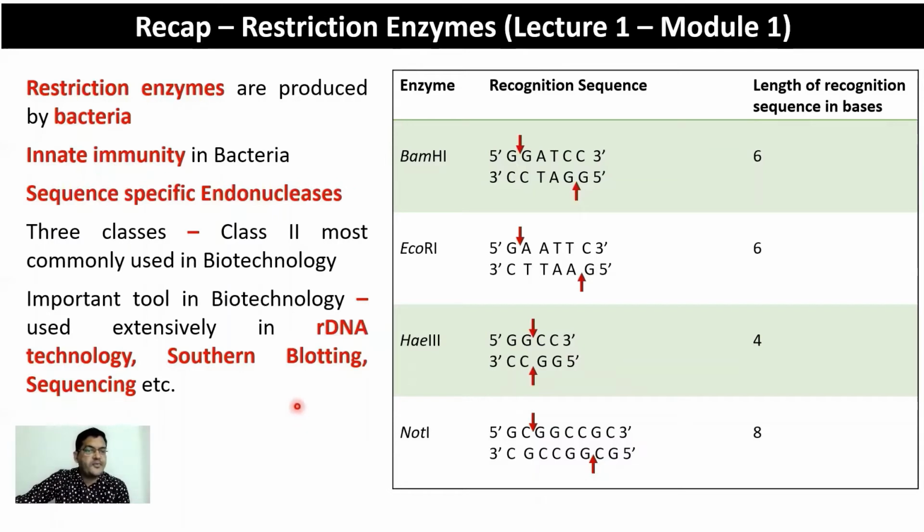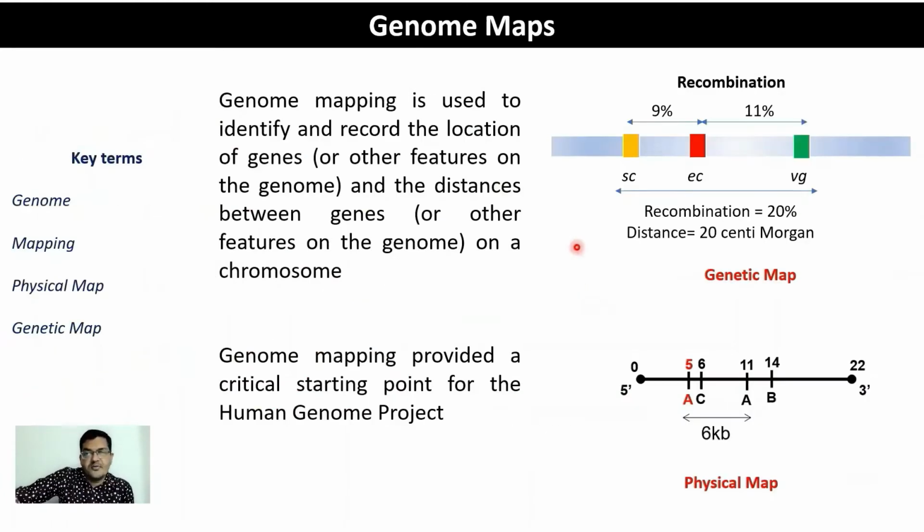Restriction enzymes form a very important toolkit of biotechnology. They give you a handle to manipulate the DNA along with the other DNA manipulating enzymes that we had done in lecture 2. And they are very commonly used in recombinant DNA technology, Southern blotting, sequencing, etc. So with that brief on restriction enzymes, let's get started with restriction mapping. And before that, let me also discuss what are the types of maps that you commonly find in biotechnology. So there are 2 basic maps in biotechnology. One is known as the genetic map, which is based on the percentage recombination that happens between 2 genes.